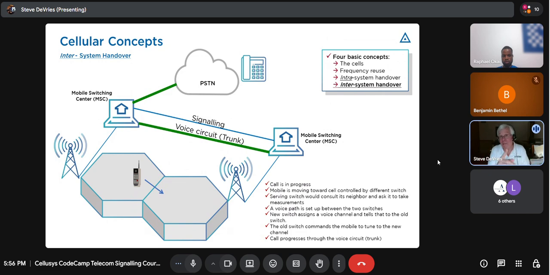But it could be the same company. It could be, let's say, MTN in Ghana. I'm not sure if that is one of the cell companies, but let's say it is MTN in Ghana. Well, they have more than one switch in their network.